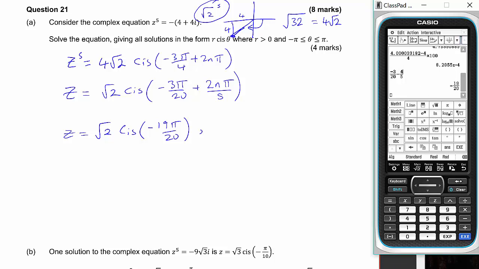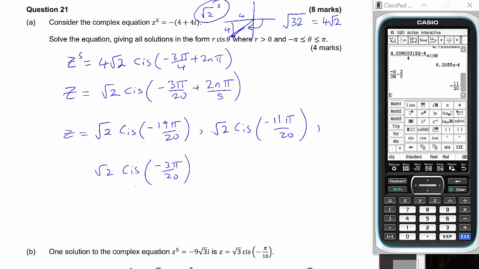that would only be 2/5, -11, so root 2 cis -11 pi by 20, and then I can see that these are going up by sort of 8 over 20 each time. So I've got root 2 cis -3 pi by 20, and then root 2 cis 5 pi by 20, which we could actually simplify, and finally root 2 cis 13 pi by 20.